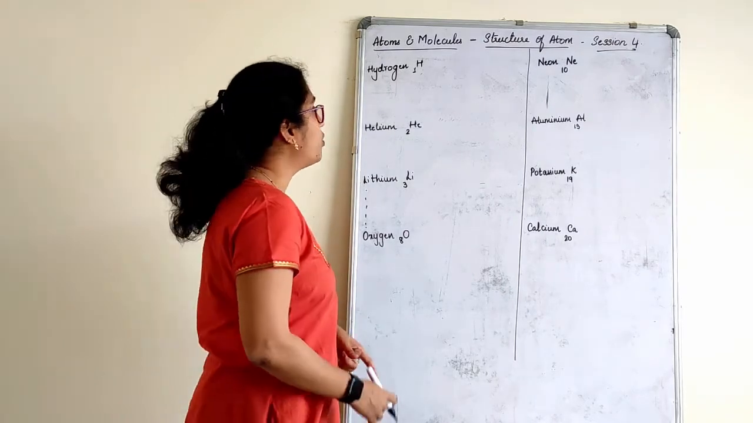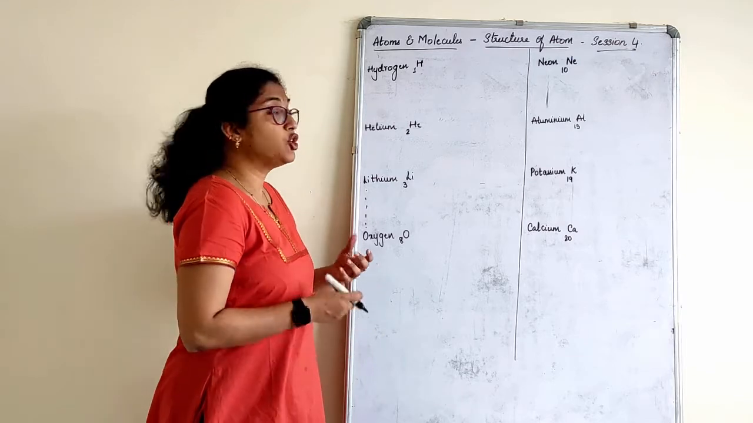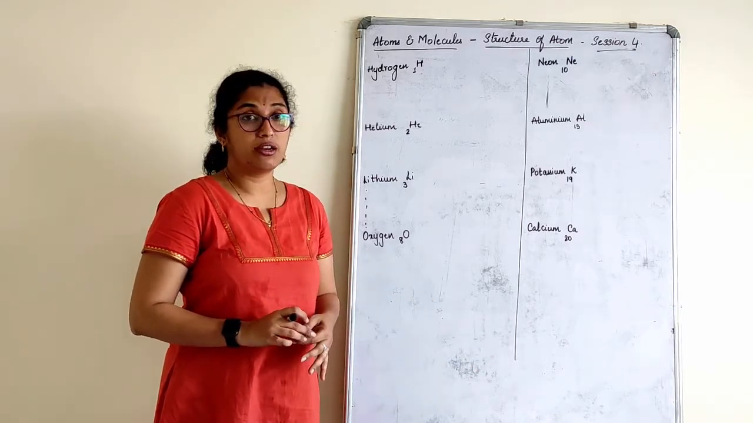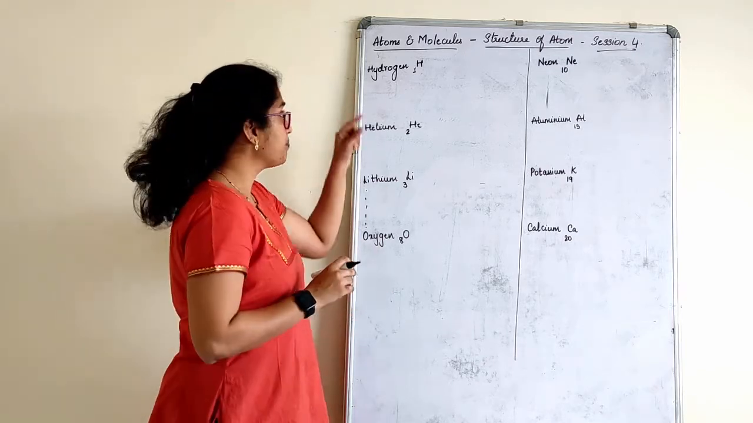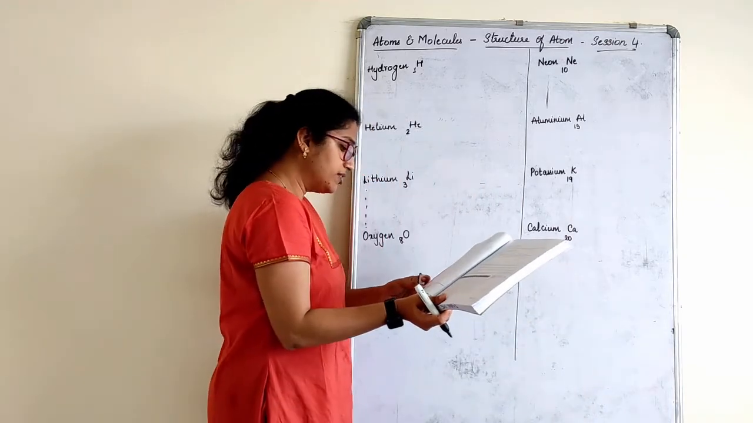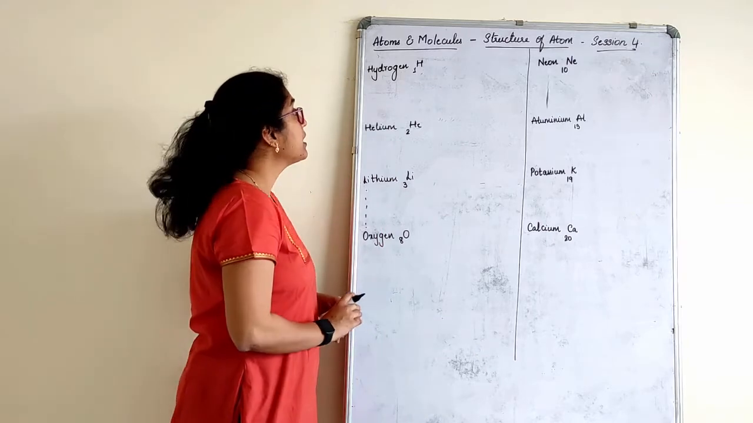Okay, now all 20 I cannot do, right? So I'll show you a few examples of how to do it. Of course they are also given in the notes, children, but still I want you all to do this, it is very important. So you can keep the heading as distribution of electrons in various shells. That can be given.